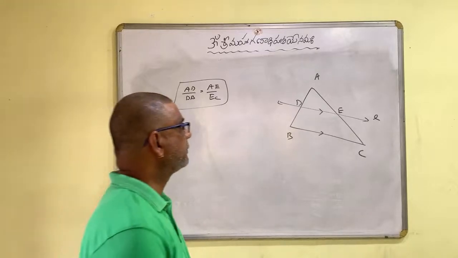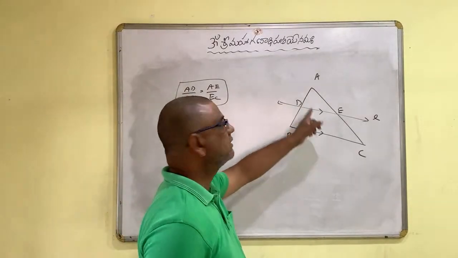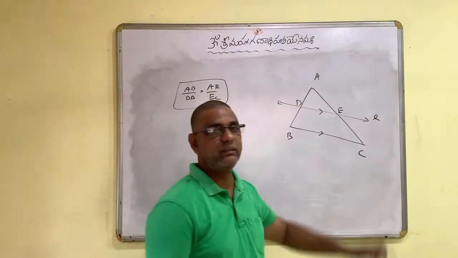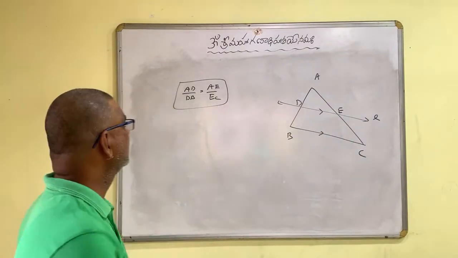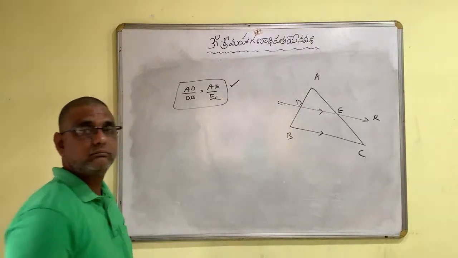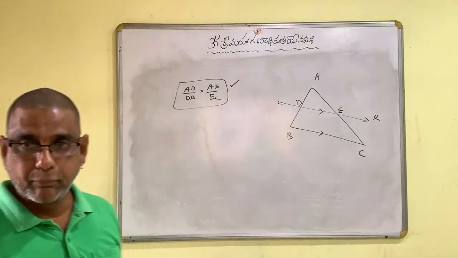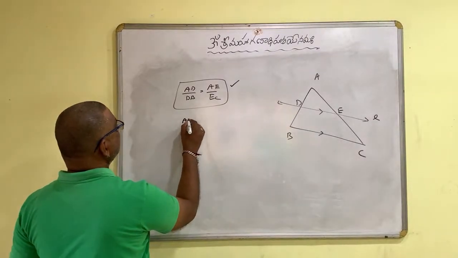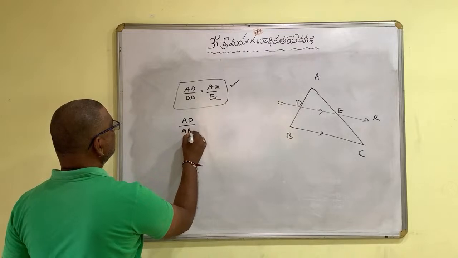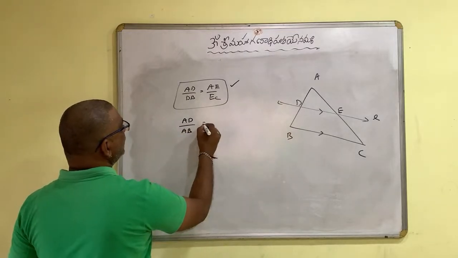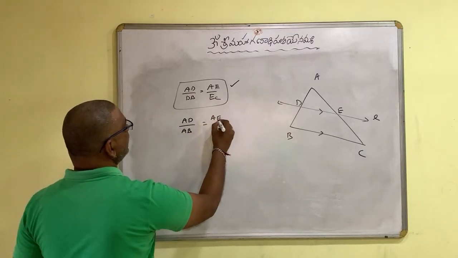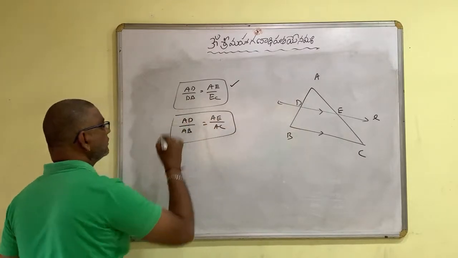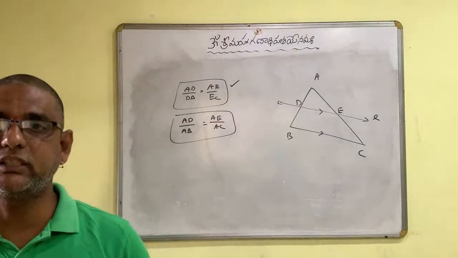What are the parts? Parts of AB are AD, DB, and parts of AC are AE, EC. So the parts ratio is equal. That is this one. Now what I tell you is, first part by total equals first part of another line segment by total. This is also equal. That is what you have to understand.